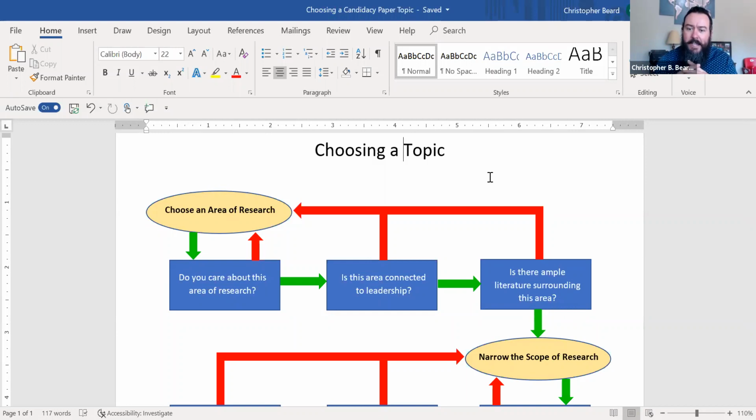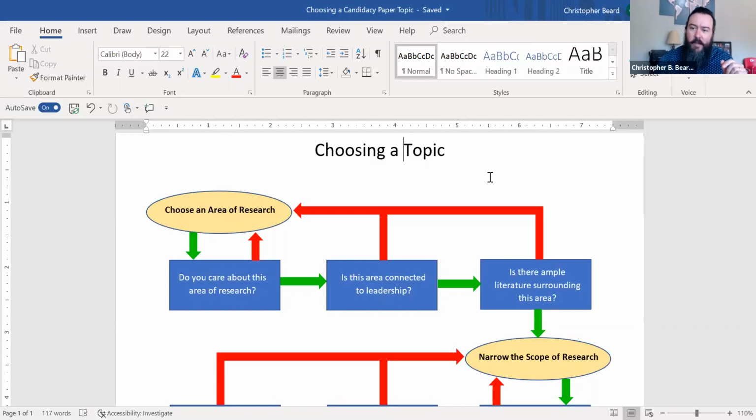Make sure you can articulate that, and is it connected to leadership? Now, the good news is that leadership is a very, very broad topic. There are very few areas in which we cannot connect topics to leadership. That's the good news. That can also be the bad news too. When something is so broad in potential, it's often difficult to narrow something down specifically. But make sure, first of all, that it's connected to leadership.